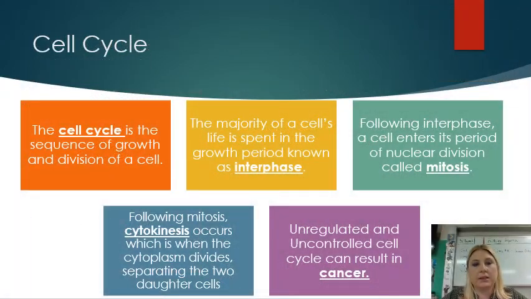Okay. The next thing we need to talk about is the cell cycle. Cells go through a period of growth and development before they actually split to form new cells. We call this the cell cycle. So cell cycle is a sequence of growth and division in a cell. So anytime you're getting bigger or making more cells, or maybe you cut yourself and you need to heal, you're going through the cell cycle.